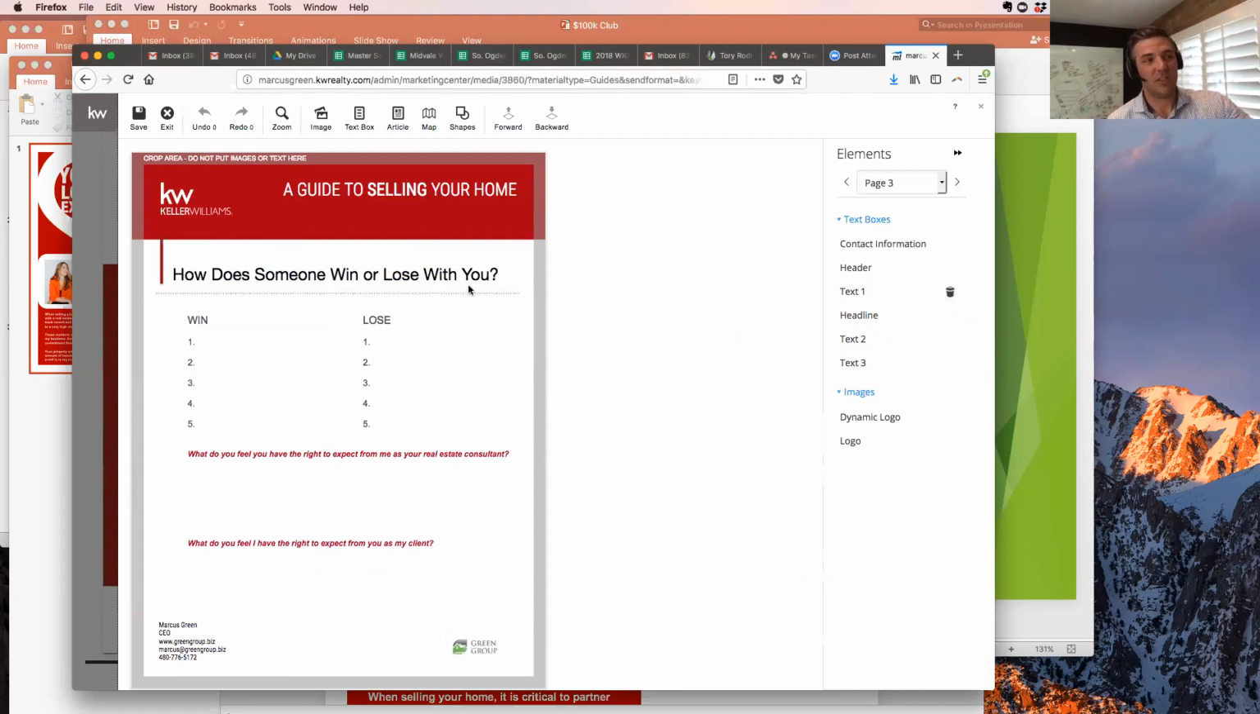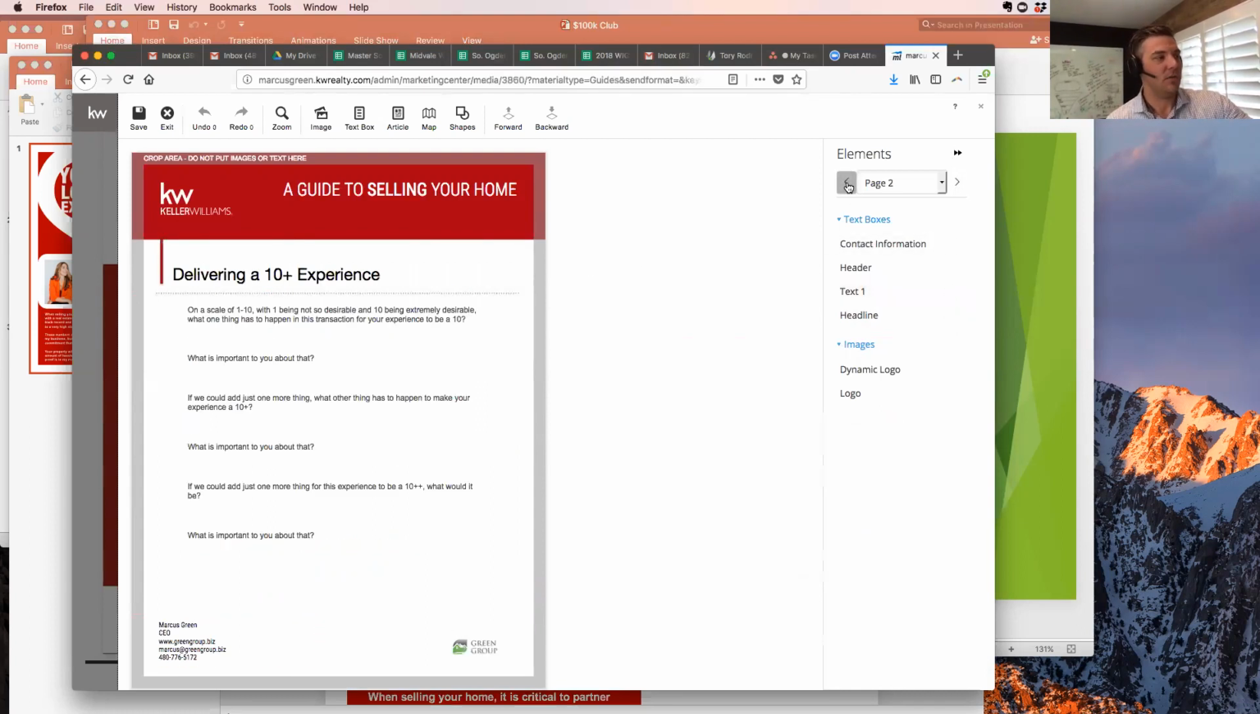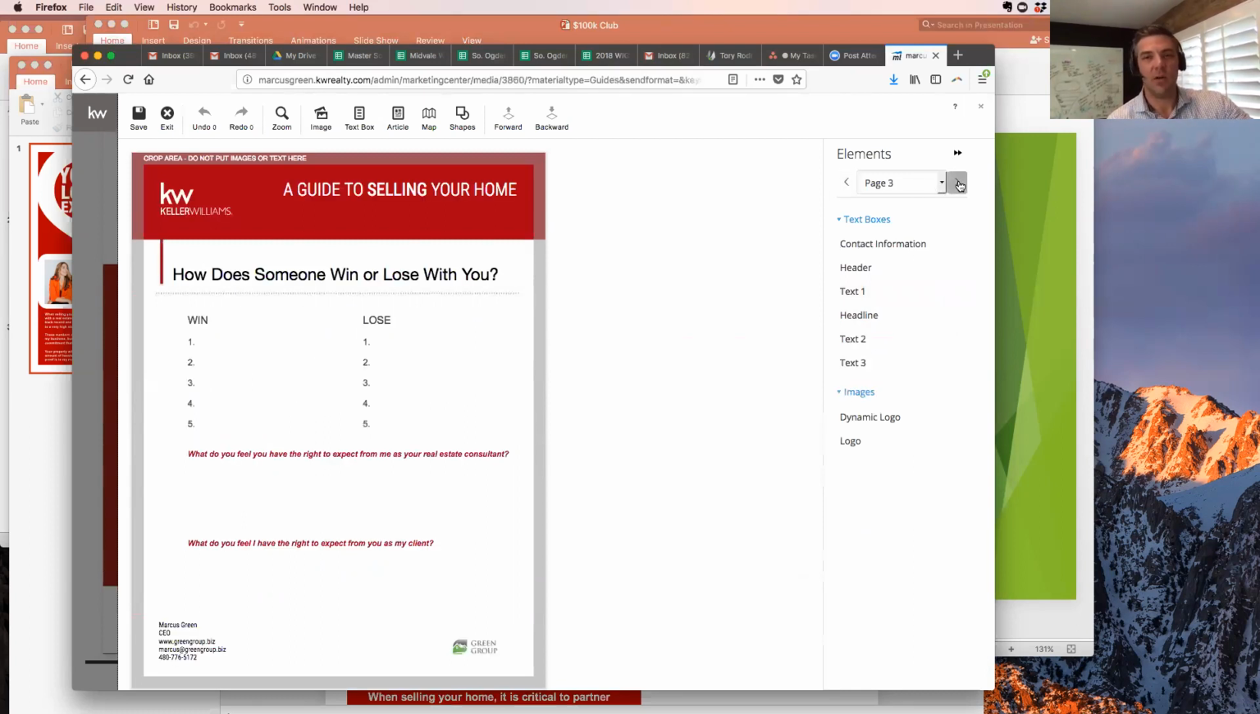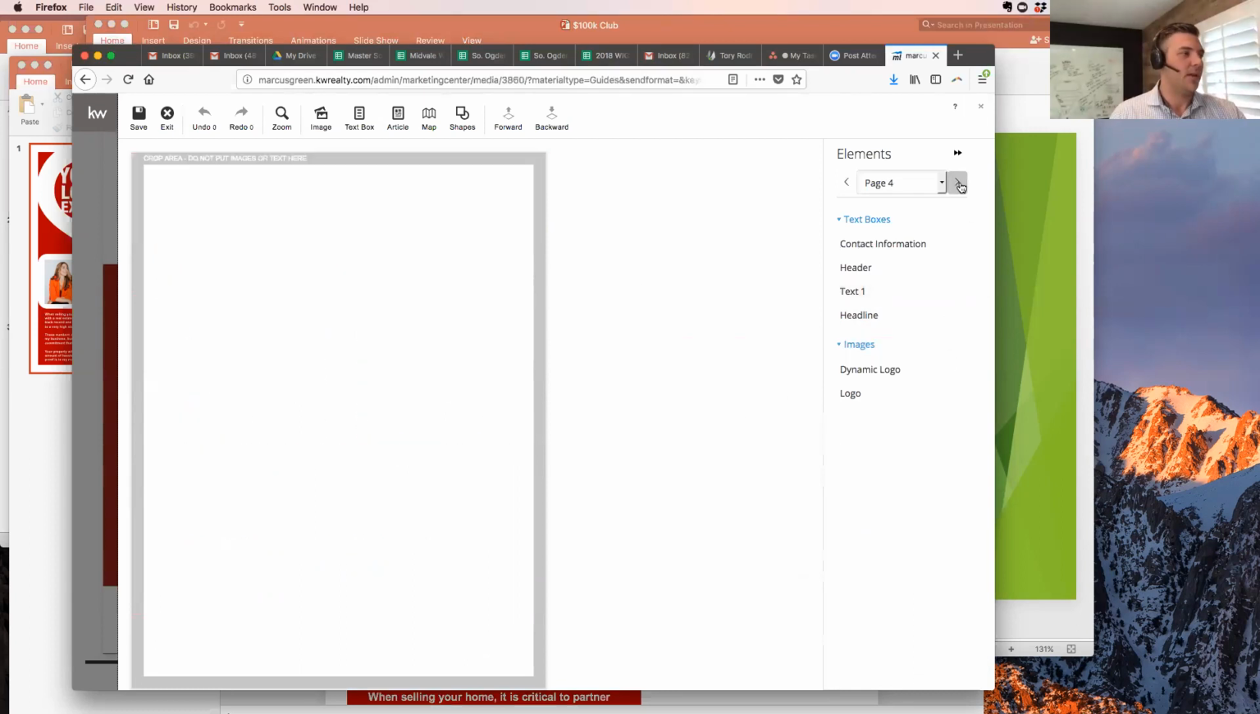Again, generally speaking, if it's a high D, I'm going to use this page, delivering a 10 experience, and I'm going to jump past this page. If it's a C or an I or an S, I'm going to go through this part as well and get a little bit deeper on that.